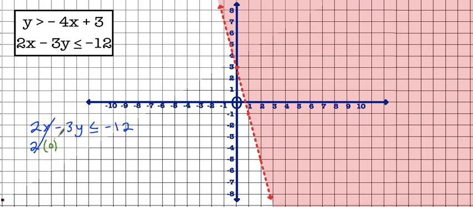Which actually crosses this out because 2 times 0 is just 0. So minus 3y is less than or equal to negative 12. And now we're going to solve for y. Divide both sides by negative 3. And because we're dividing by a negative, our inequality sign flips. So y is greater than or equal to negative 12 divided by negative 3, which is positive 4. So here our y-intercept is 0, 4.